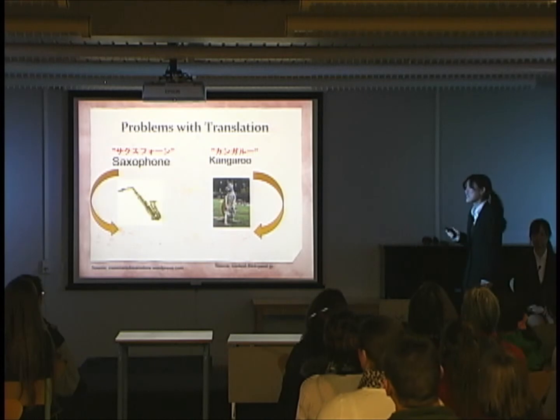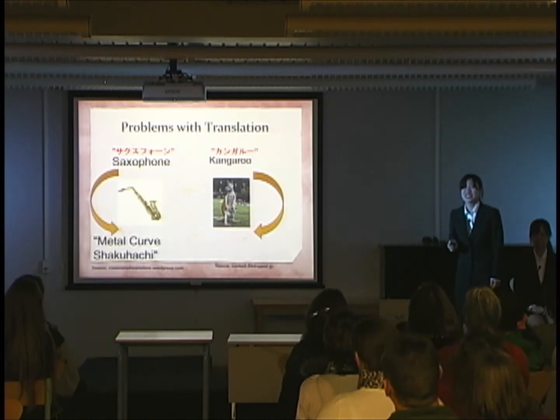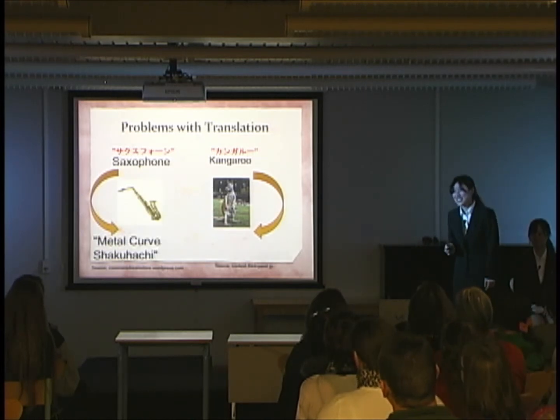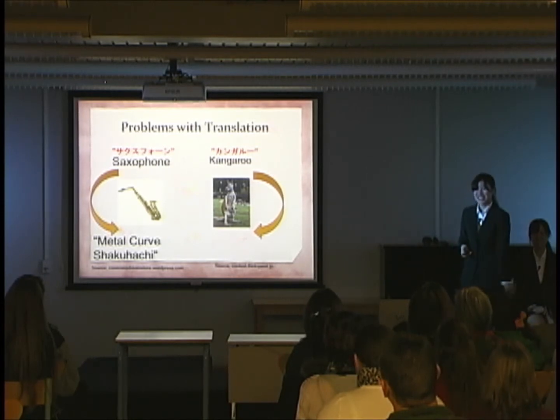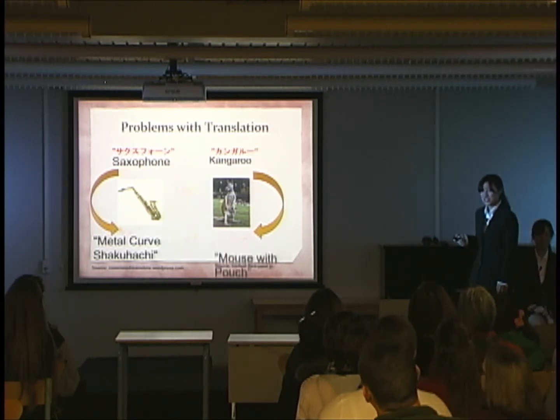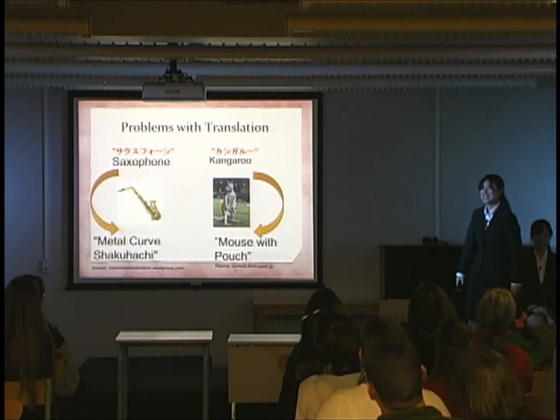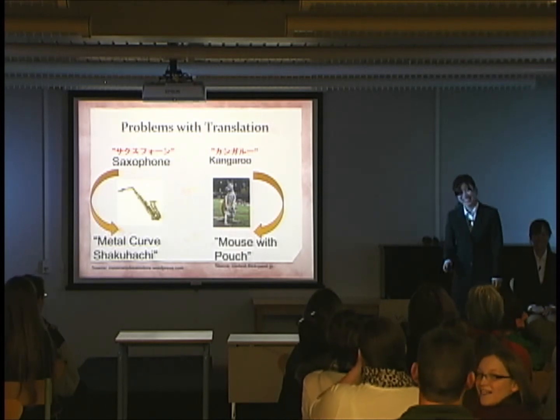They called saxophone, metal curve shakuhachi. Shakuhachi means Japanese fruit. They called kangaroo, mouse with pouch. It was really strange, wasn't it?